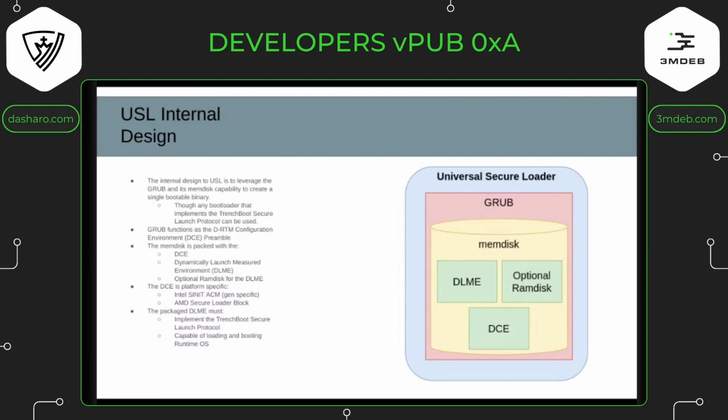The optional RAM disk is the uroot project, which has been used by Core Boot and Linux Boot as a bootloader payload. We worked with them and we actually incorporated some of that secure launch logic into that. So that's already upstream and available. And then the DCE on Intel platforms is the SINIT ACM. When we incorporate AMD, it would be Trench Boot's secure kernel loader, or the SKL.